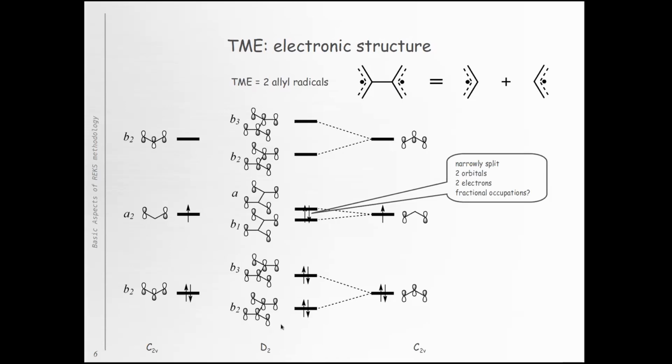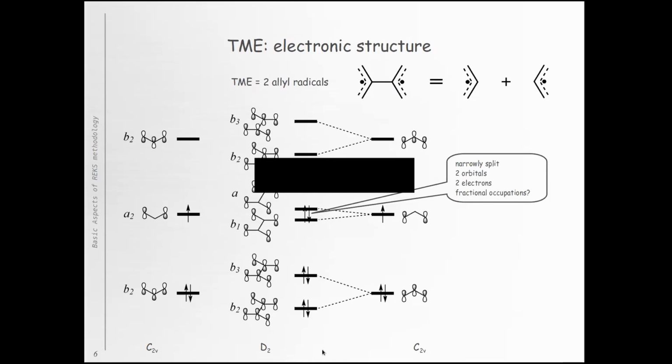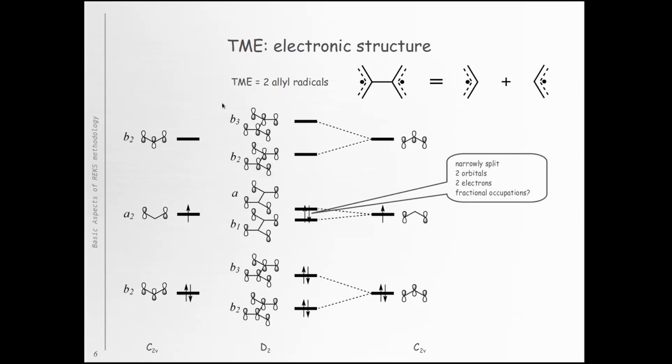It's more convenient because we may consider intermediate torsion angles, not exactly 0 and 90 degrees, where it would be D2H and D2D symmetries. Therefore, D2 symmetry is more convenient to classify the orbitals. And in D2 symmetry, these two orbitals, B1 and A type, are the frontier orbitals of TME, tetramethylene ethane.